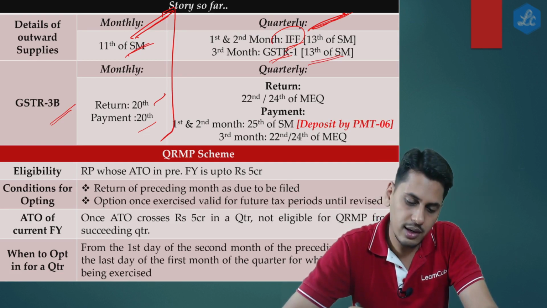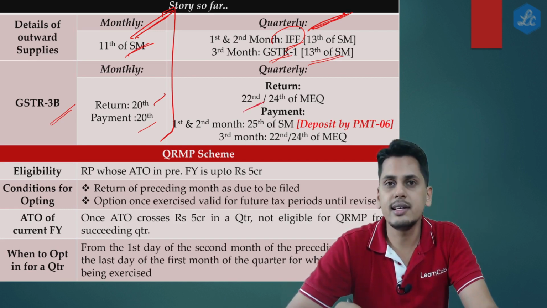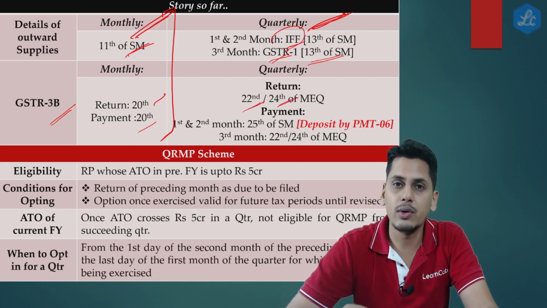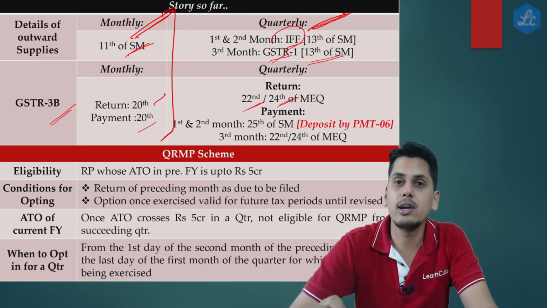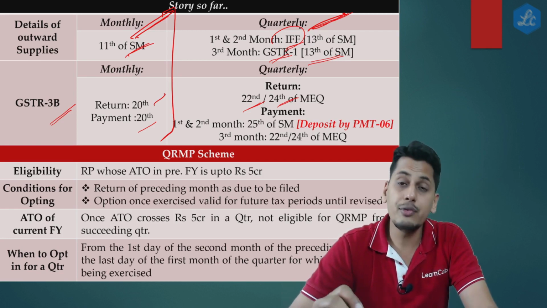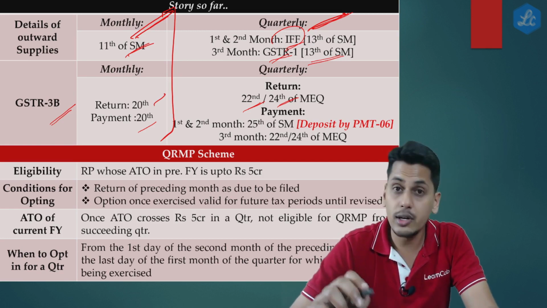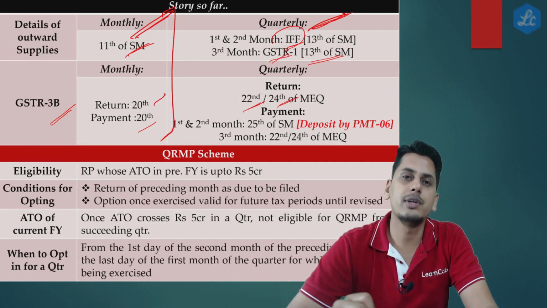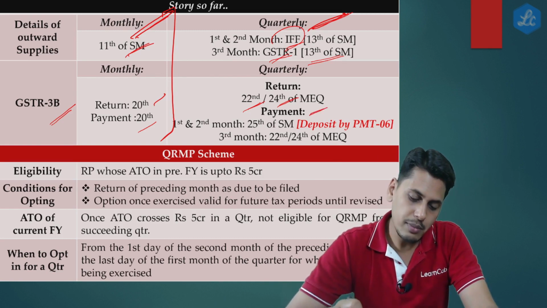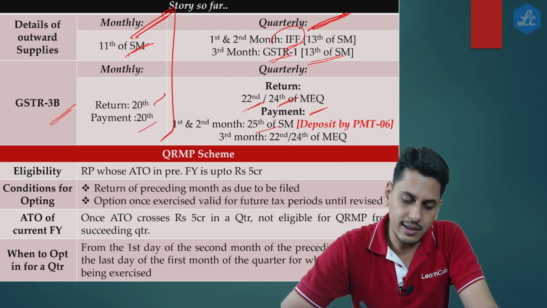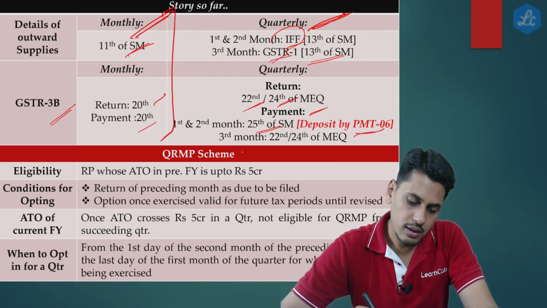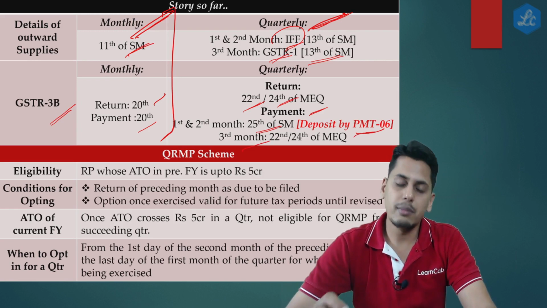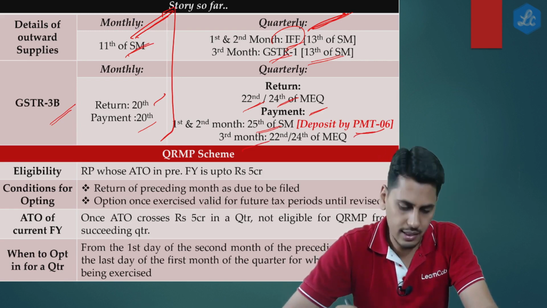GSTR 3B, quarterly. The due dates for the return, category A states 22nd, category B states 24th of the month following the end of the quarter. For April, May, June, it is 22nd of July for category A and 24th of July for category B states. You need not remember which state would fit into which of the categories. Payment, for the first and the second month, it is 25th of the subsequent month, deposit by PMT 06. Third month, it is 22nd or 24th of the month following the end of the quarter. It is along with the return.